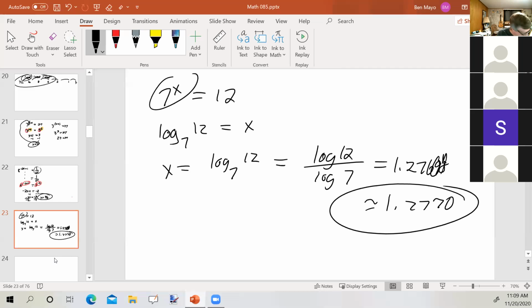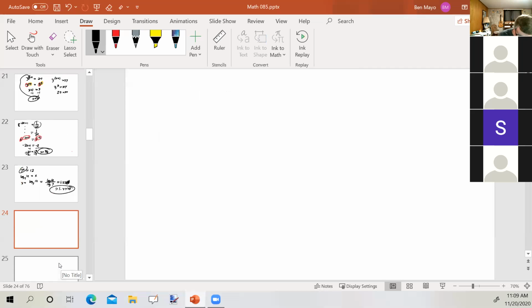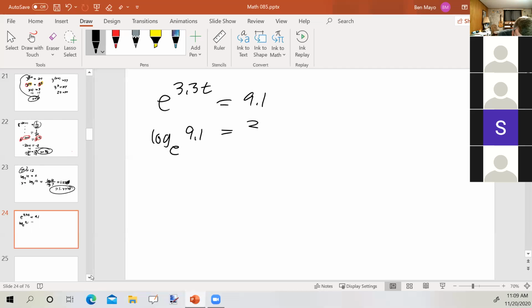Okay, let's take a look at another example. e to the 3.3t power equals 9.1. Here again, I have no way of knowing how to take 9.1 and write it as e to some power. So those first 2 problems I showed you work if you can get the bases the same easily. But if you can't, then you basically have to take this and change it to a logarithmic equation. Log base e of 9.1 is 3.3t.